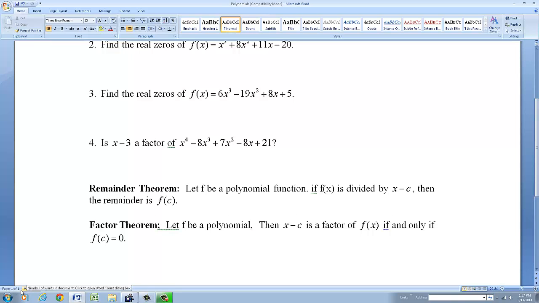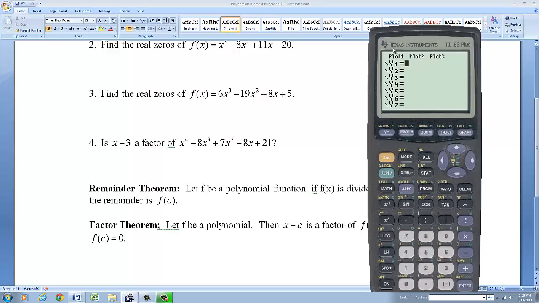The factor theorem is one I use here. The factor theorem states, let f be a polynomial, then x minus c is a factor of f of x if and only if f of c is equal to 0. So that means the easiest way to determine whether this is a factor of this polynomial, in this case it's x minus c, so c would be 3. So if you want to do it manually, you would put 3 in with the x. 3 to the 4th, minus 8 times 3 to the 3rd, plus 7 times 3 to the 2nd, minus 8 times 3, plus 21. Compute that out, and if that comes out to 0, then it is.